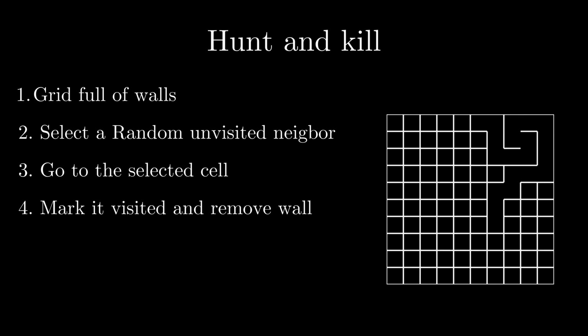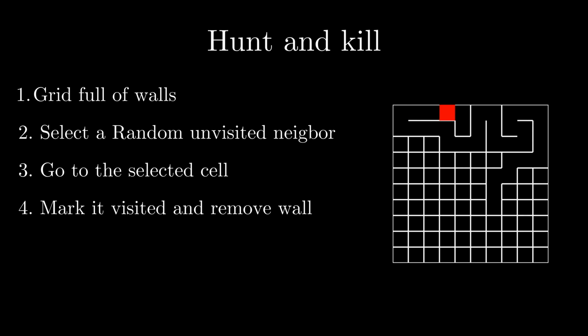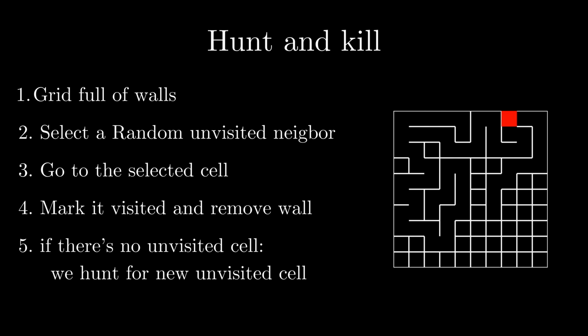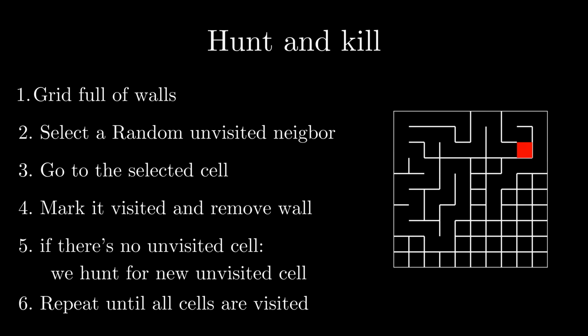This process of moving and removing walls continues as long as there are unvisited neighbors. When a cell becomes a dead end, meaning it has no unvisited neighbors, the algorithm hunts for any previously visited cell that still has unvisited neighbors. It then moves to this cell and continues the maze generation process. The algorithm repeats this hunt and kill cycle until all cells in the grid have been visited and interconnected, resulting in a complete maze.